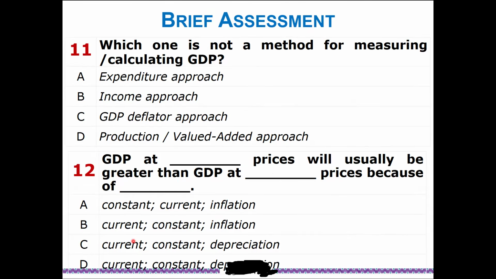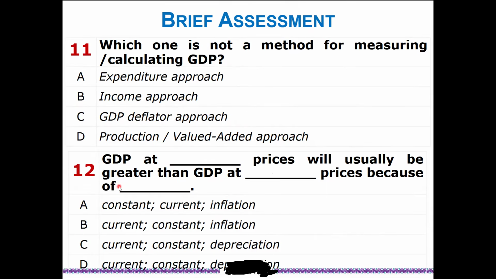Which one is not a method for measuring or calculating GDP? Okay, we haven't gotten to this part, but I think we know this. We have three methods: the income method, the expenditure method, and the production or value-added method. So which one is not? It's basically the GDP deflator approach. To calculate the GDP deflator, I think you say nominal GDP over real GDP. So the correct answer here is C.